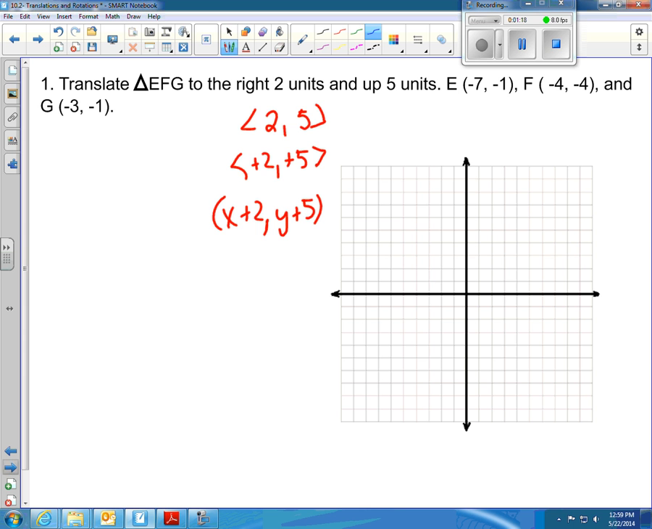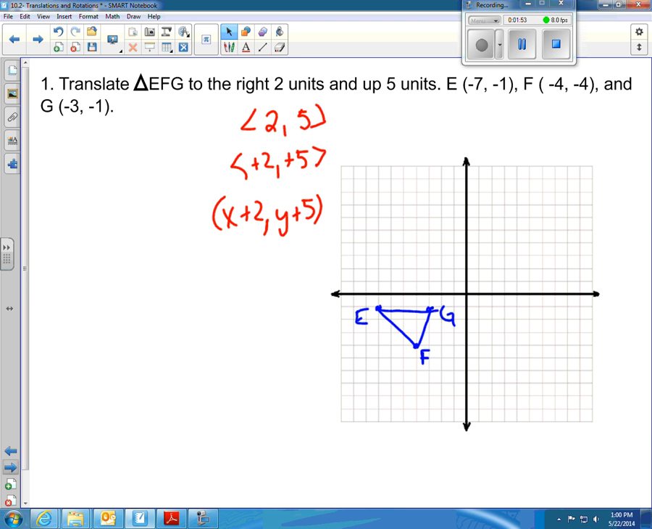All right, so let's go ahead and graph this first one. E is at -7, -1. Don't forget to label it. And then F is -4, -4. And G is -3, -1. Oh, that first one is -7, -1. Sorry about that. So there's our triangle.